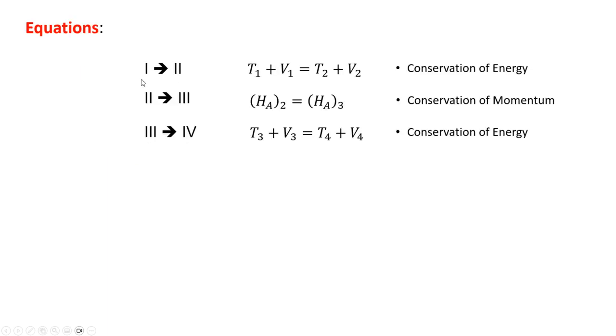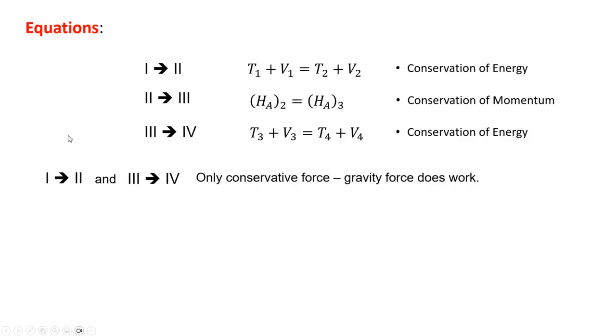So the equation we're going to use from 1 to 2 is the conservation of energy. From 2 to 3 is going to be conservation of momentum. From 3 to 4 is going to be the conservation of energy between state 3 and state 4. So 1 to 2 and 3 to 4 are going to be only conservative forces. The gravity force does work.